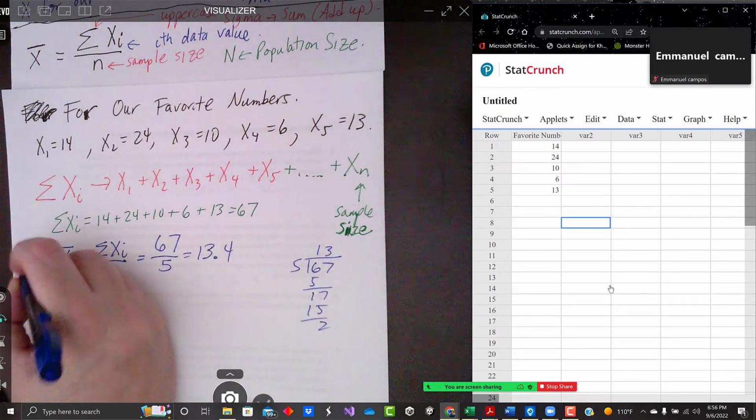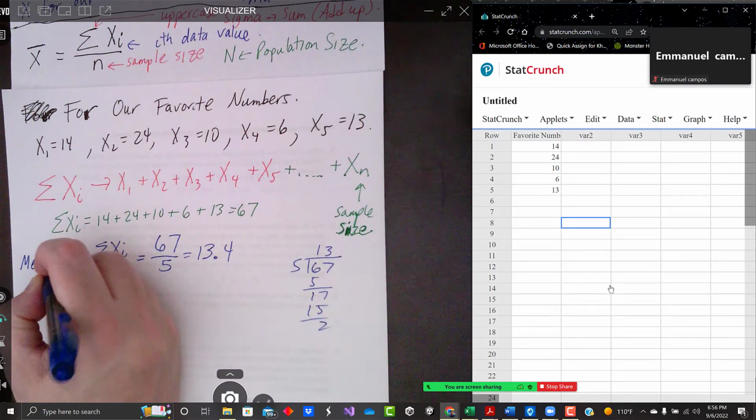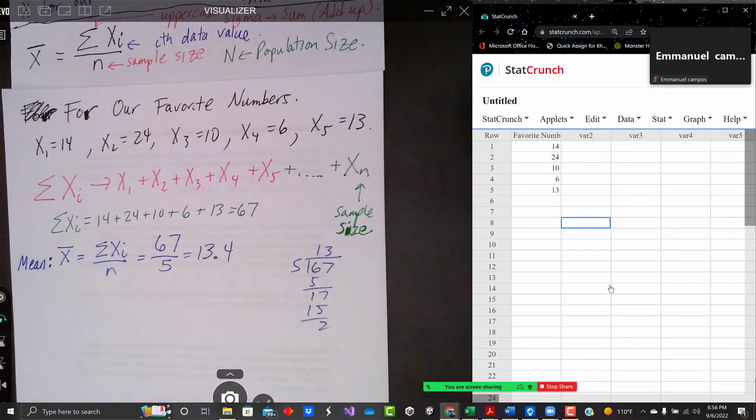That's how we calculate mean. I'll show you how to do it in the computer, but I want you to know how to do all these things by hand, for what they really mean. That way you actually appreciate what the computer's doing for you. That's how we calculate mean.